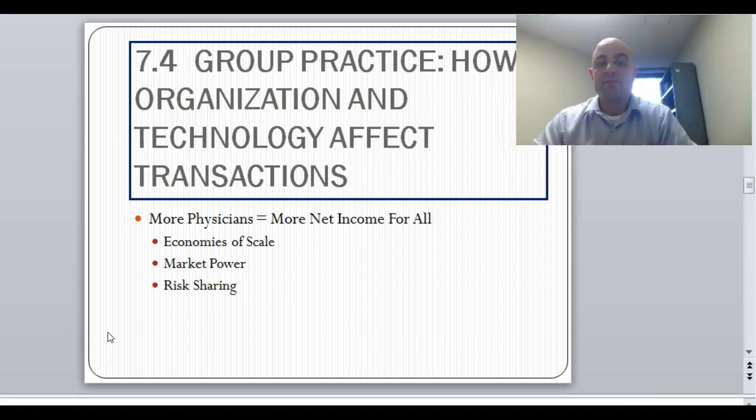So for these three reasons, that's why you tend to see cases where practices with larger doctors or more doctors end up having more money for each doctor.